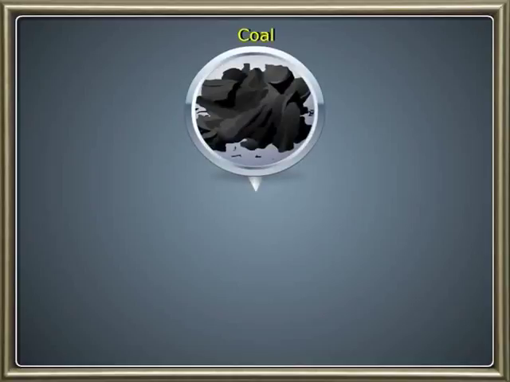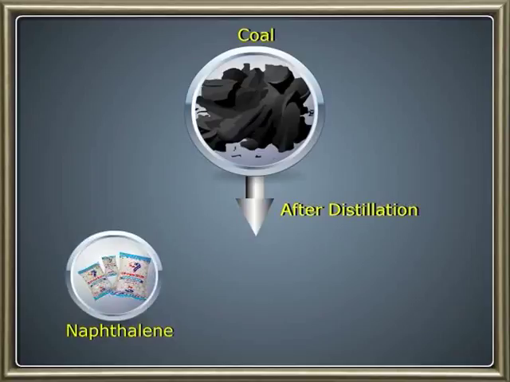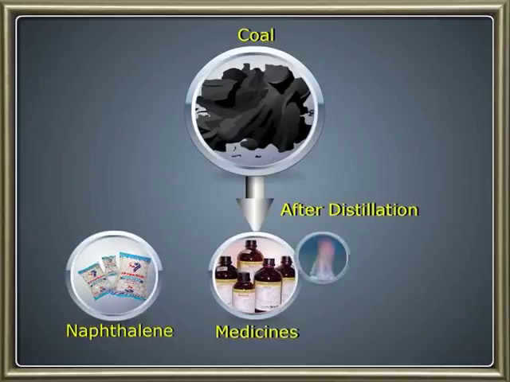Plant and animal remains buried under the earth, on decomposition in the absence of oxygen, are transformed into coal after millions of years. Coal after distillation and chemical processing gives different products like naphthalene, medicines and explosives.